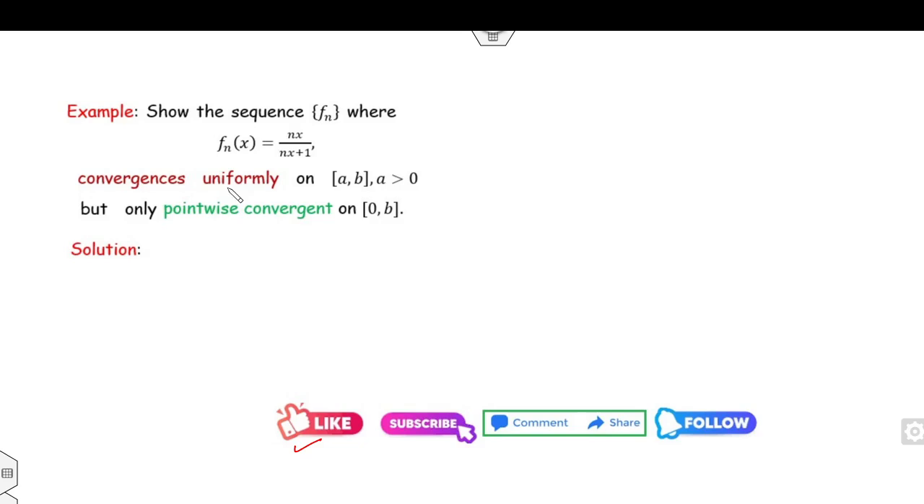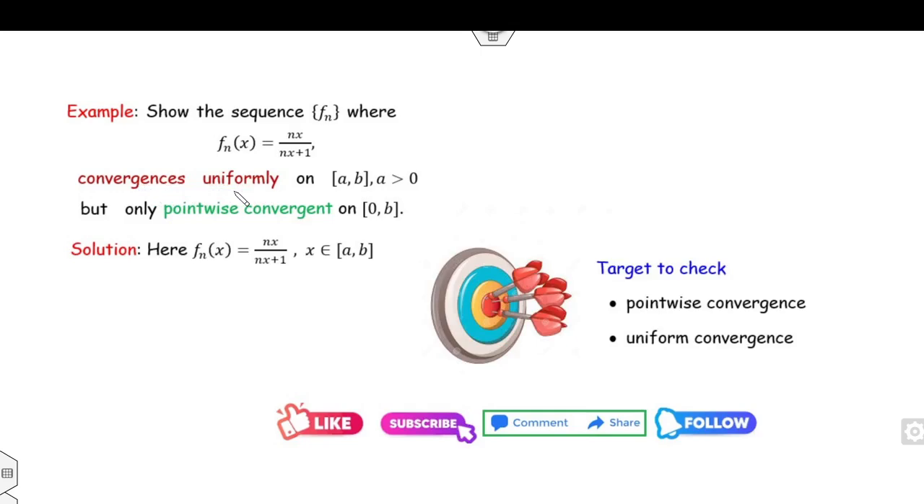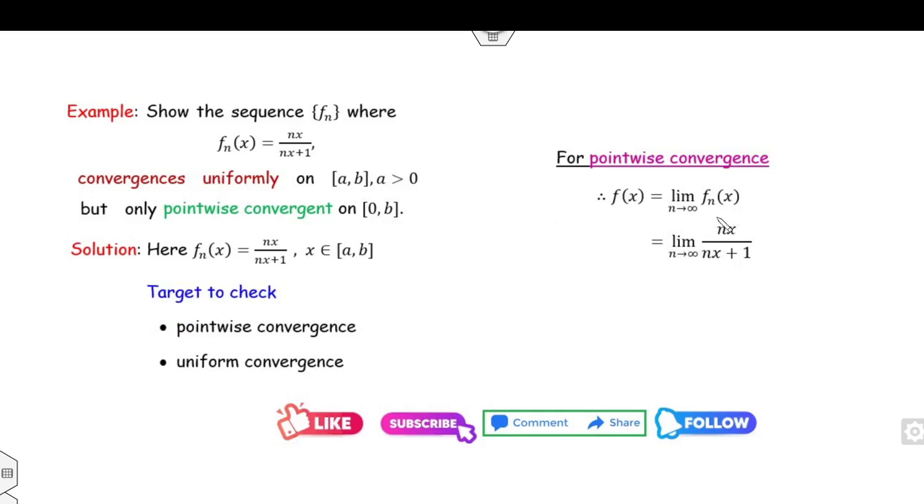Show that the sequence converges uniformly on the interval (a, b) such that a is positive, an open interval, but only pointwise convergent when a is 0. Since they are talking about uniform convergence, your target is to find these two points, pointwise and uniform. For pointwise, your target is to find the limit of fn(x).